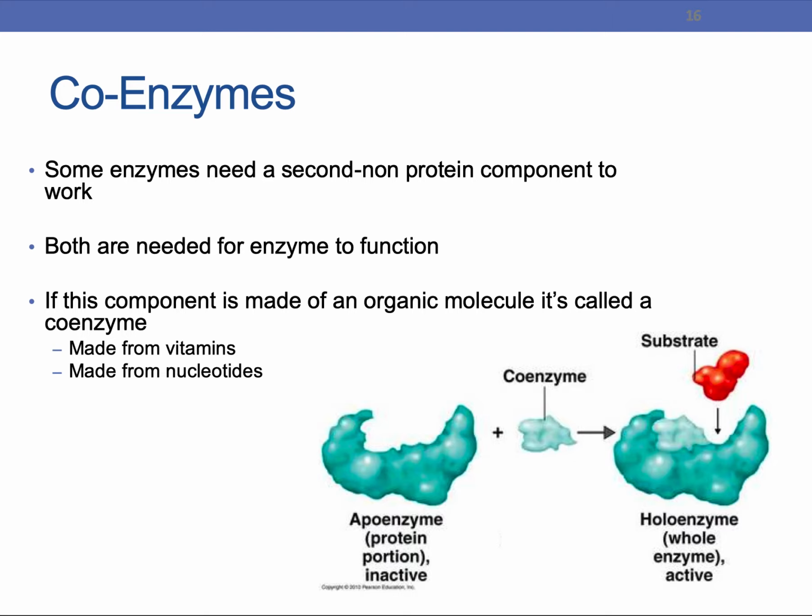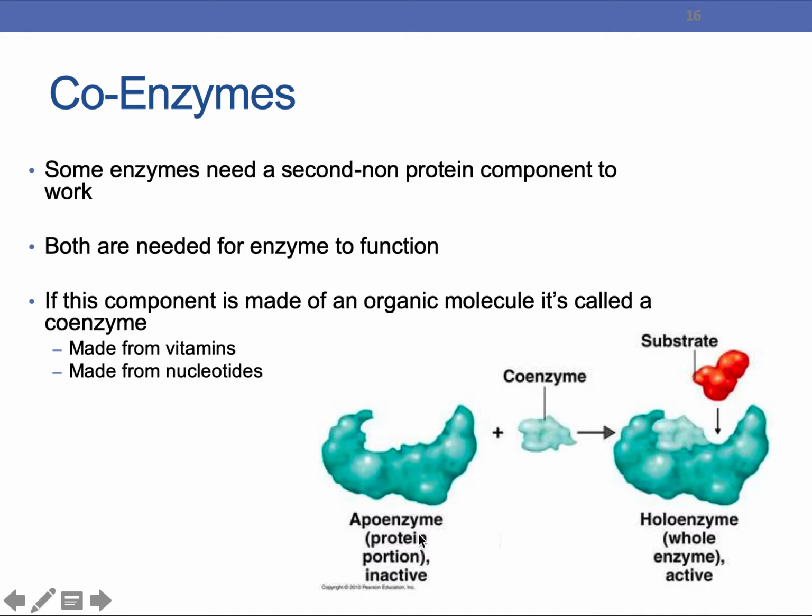This is where the second non-protein component is organic in nature. So if they are inorganic, they are cofactors. But if they are organic, then it's called a coenzyme. Coenzymes are mainly made from vitamins and nucleotides.